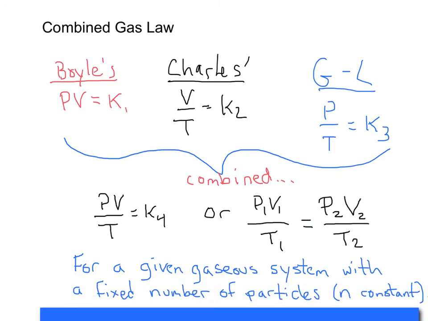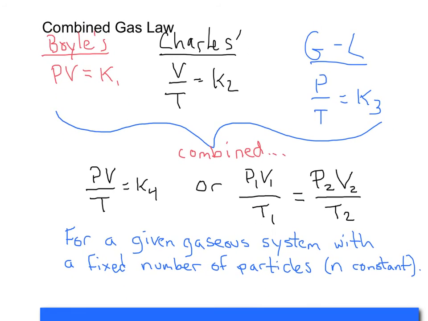For a given gaseous system with a fixed number of particles, N, constant, as long as you're not allowing gas in or out of the system, that combined gas law works for really any situation. I think there's two more gas laws we're going to learn about, Avogadro's and the ideal gas law. The granddaddy of them all, the ideal gas law.